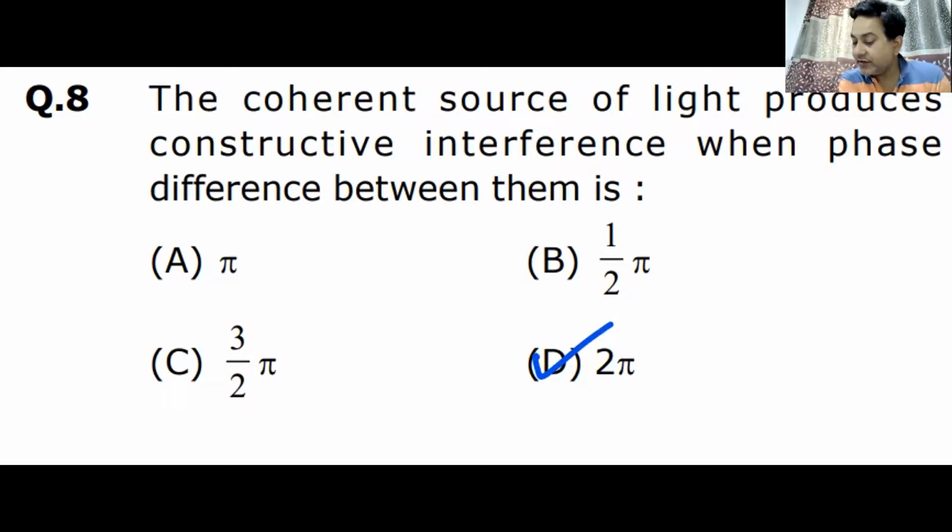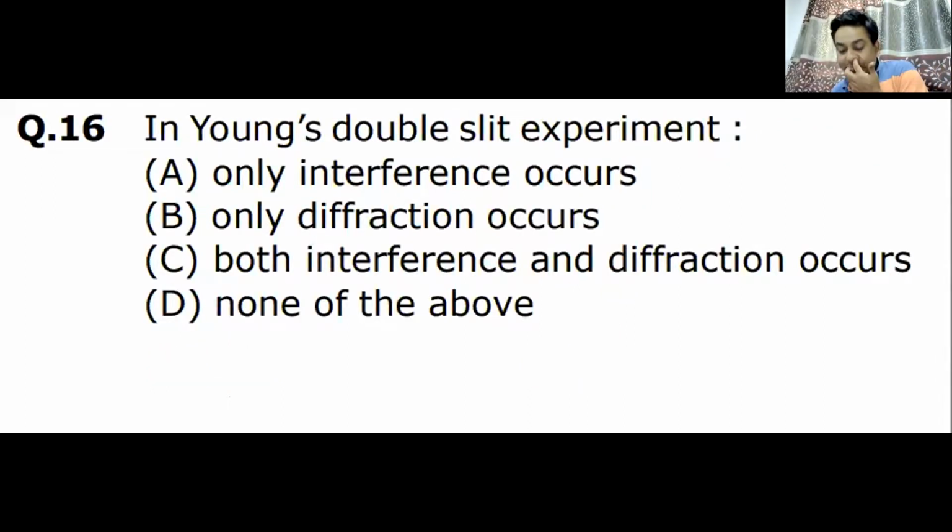This is the next one. Again, a question from your sheet. In Young's double slit experiment, A, B, C, D. This is question number 16 for you. Only interference occurs, only diffraction occurs, both interference and diffraction occurs, none of the above. I'm waiting for your answers. Which one? A, B, C, D, 1, 2, 3, 4.